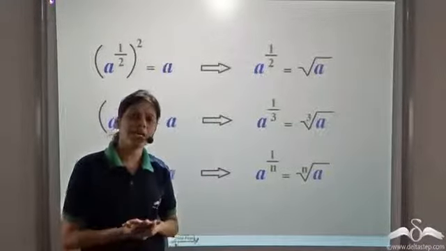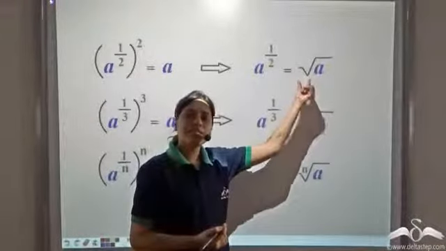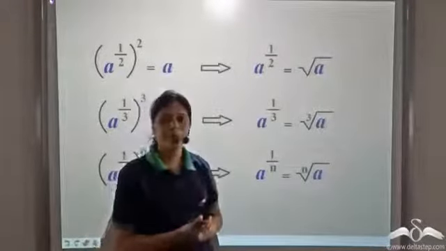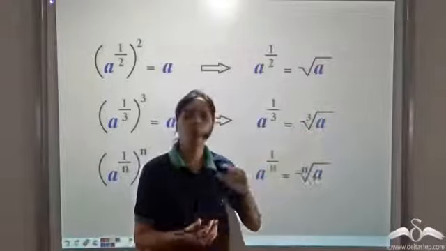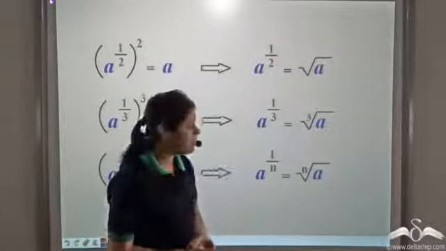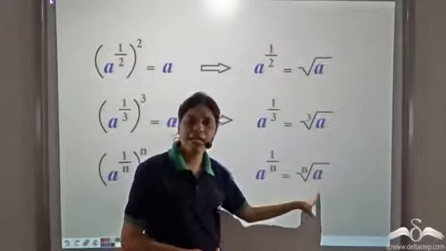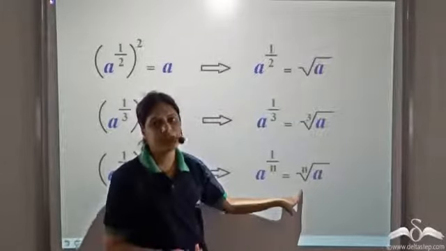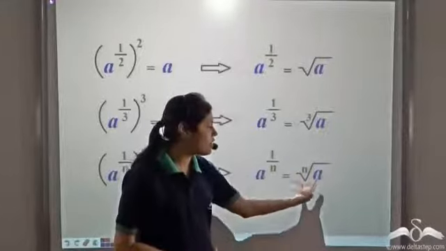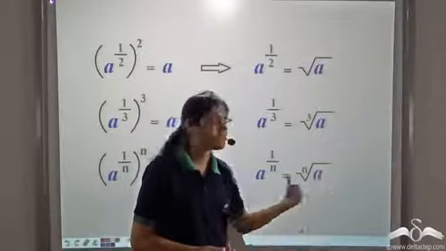Now what do we mean by nth root? If we multiply the square root of any number 2 times, we get that number. If we multiply the cube root of any number 3 times, we get that number. Similarly, if we multiply the nth root of a number n times, we get that particular number. So this is the meaning of nth root of a number.